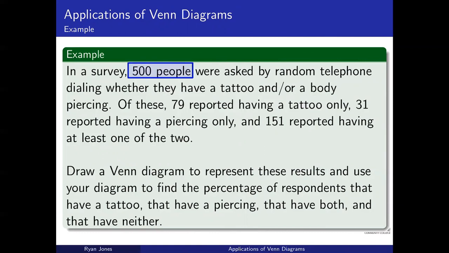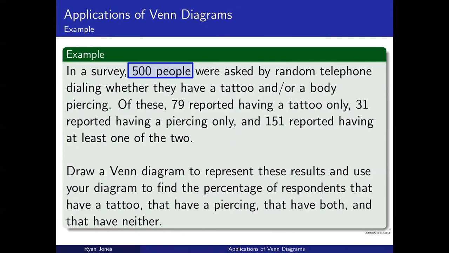Now the question being asked is, do these people have a tattoo? Do they have a body piercing? And since we say and or, we could surmise: do they have both a tattoo and a body piercing, or do they have neither? So we've got four groups of people here: those with a tattoo, those with a body piercing, those with both, and those with neither.